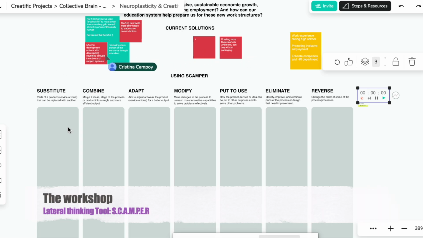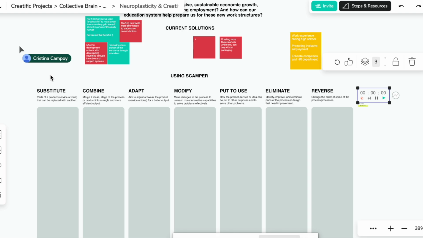So we will start with substitutes and everyone will think for 2 minutes about a way to substitute part of these ideas, these current solutions, with something different. Okay, so we are replacing part of it.